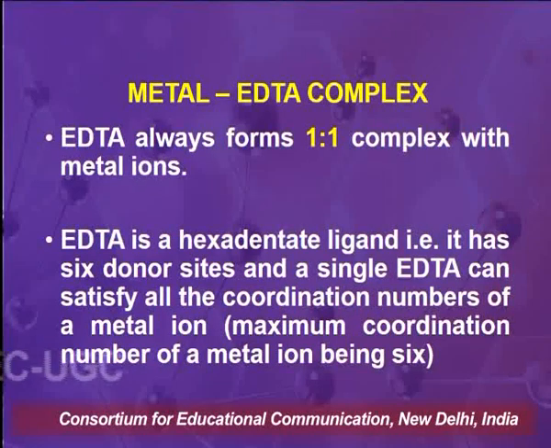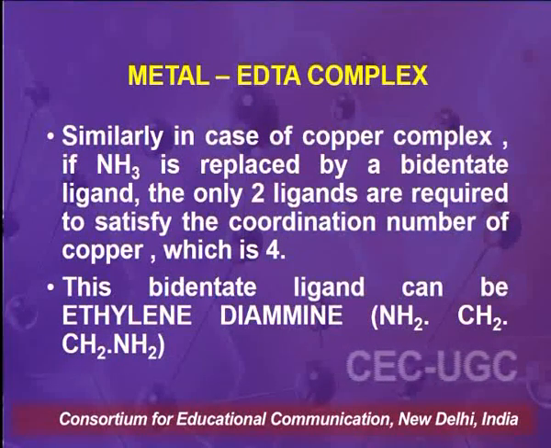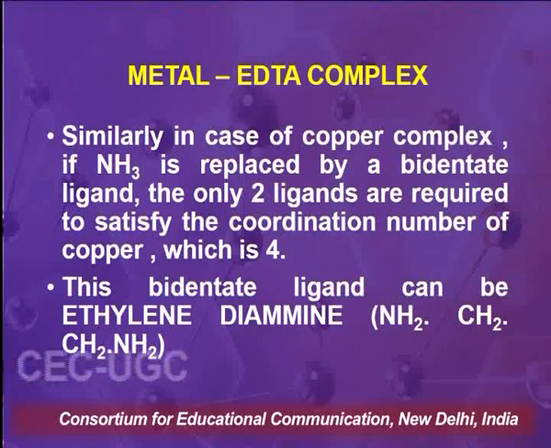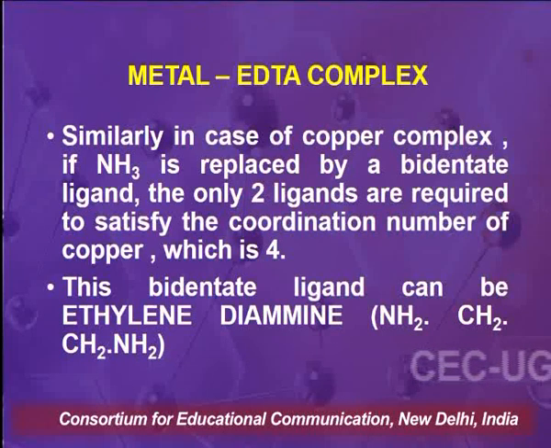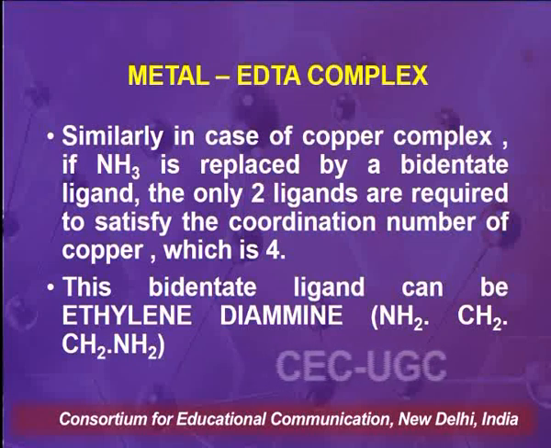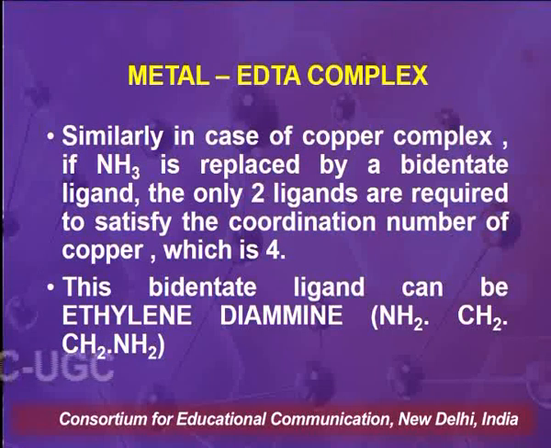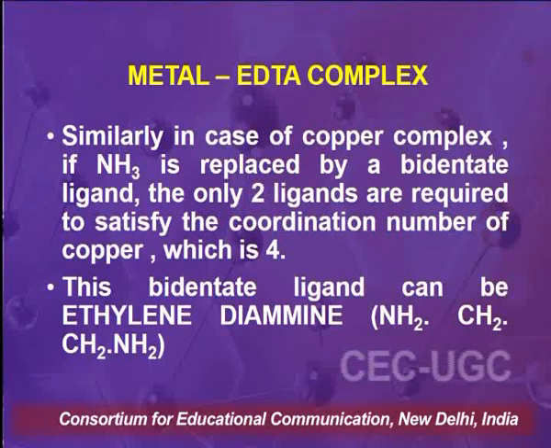So, coming back to our metal EDTA complex, in the case of a copper complex, if ammonia is replaced by a bidentate ligand, it is to be mentioned over here that ammonia is a monodentate ligand where nitrogen is the electron donating group. Then, if ammonia is replaced by a bidentate ligand, only 2 ligands are required to satisfy the coordination number of copper, which is 4. As in the case of ammonia, 4 ammonia molecules are required to satisfy the coordination number of copper.